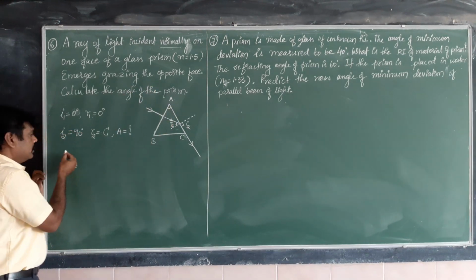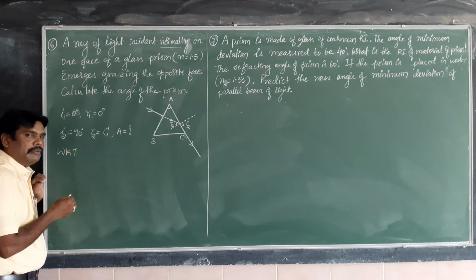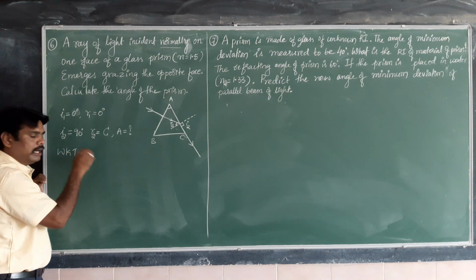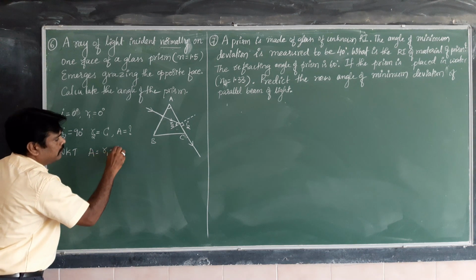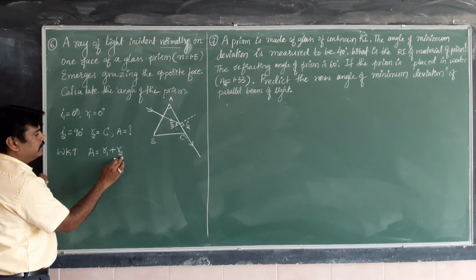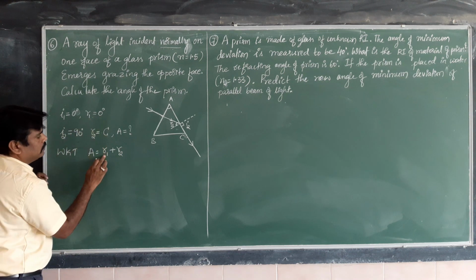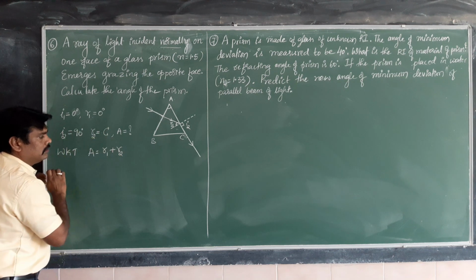Just by using a simple relation, we know that, while deriving the prism equation in the middle, we will get this formula: A is equal to R1 plus R2. You are familiar with this. A is equal to R1 plus R2, and what about R1? R1 is 0. R2 is equal to A. So what about R2? R2 is equal to the critical angle.